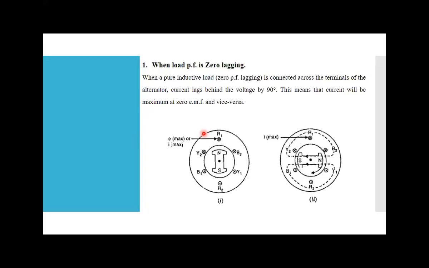When my rotor position is 90 degrees to the R1, then and only then will my current be maximum. So when my voltage is at 90 degrees to the current, then my current is maximum. If my voltage is 90 degrees leading, then my current is maximum.